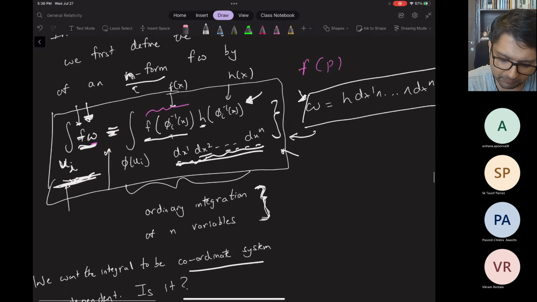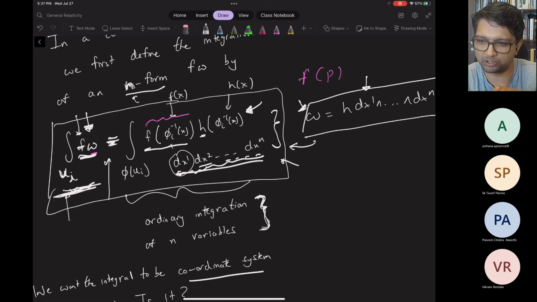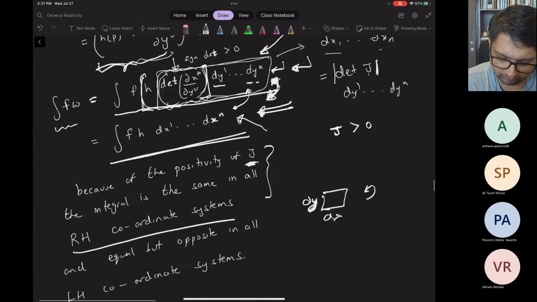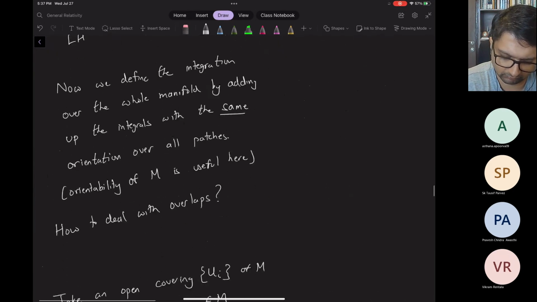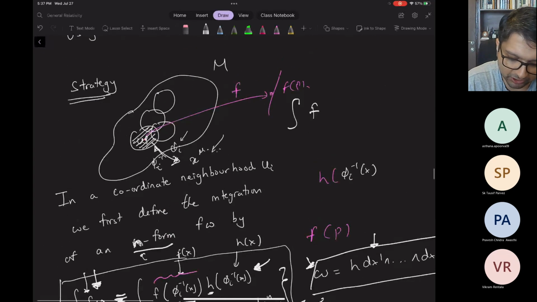Yeah, that's a key point. Okay, yeah, here dx1 is a one form. Here this dx1 is just a normal measure of Riemannian integration. Okay, so now what we've done is we've defined integration in a patch.